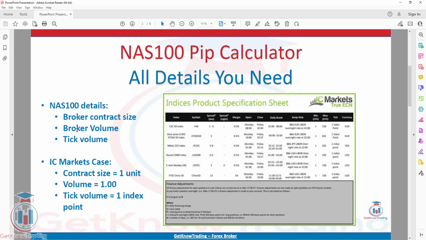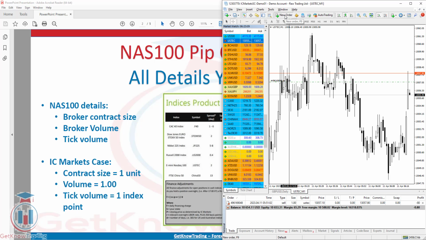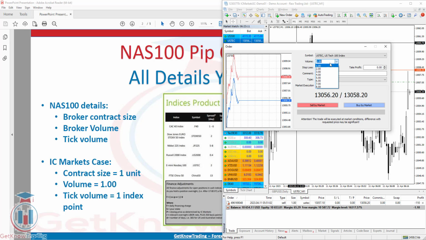Let's continue. Then you need to know what the broker volume and the tick volume are. Here the broker volume is from 1, which is the minimum that you can open. This is one standard lot, and the maximum is 250 lots. So when you go to the trading platform and click open new order, you can see that inside the volume the minimum is 1 and the maximum that you can put here is 250, and the incremental is by 1. So you can go from 1 to 2, but you can also use any other volume. So this is the broker volume and also the tick volume.